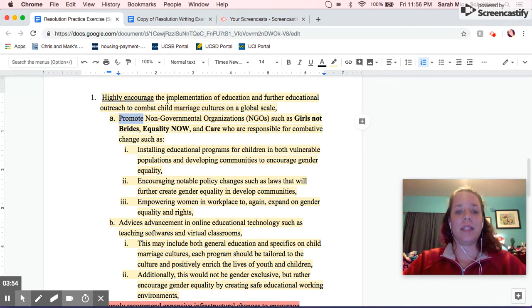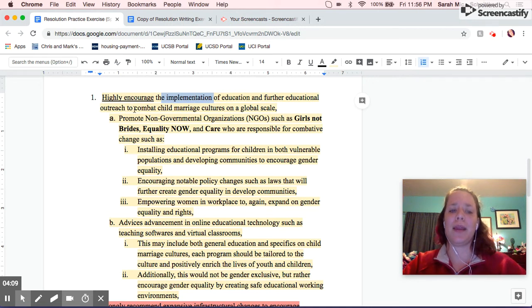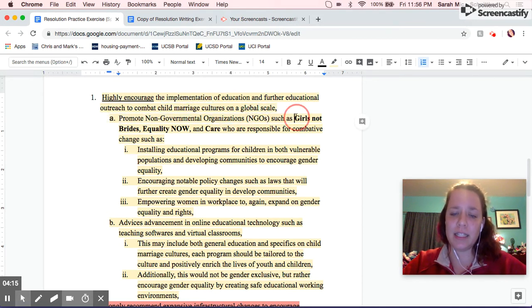We have expressed that education is a very important way to encourage women's rights and combat child marriage on a global scale. We address that in our preambs, but we kind of did that even further to implement it in our operative here. We then explained that the way we're going to do that is by promoting NGOs. We even provided examples.